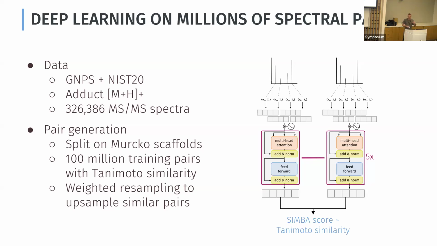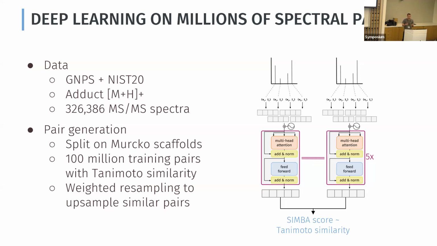And then for training, we calculated 100 million pairs of spectra with their Tanimoto similarity. And we used weighted resampling to also upsample similar pairs. Why? If you take two random molecules and compare them with each other, very likely they're going to be quite dissimilar. By random chance, it's much less likely that you'll have highly similar molecules. So we weighted that a little bit to have a balanced data set. And then we used this data set to train a deep neural network that learns a score that mirrors the structural similarity based on the two spectra as input.